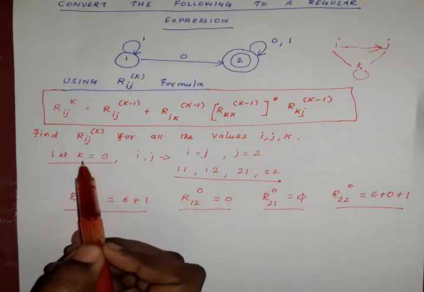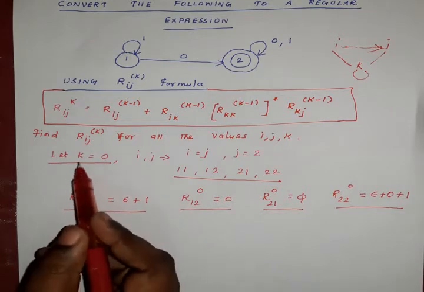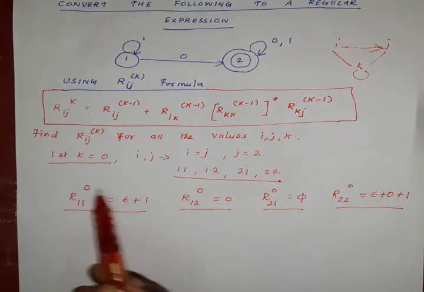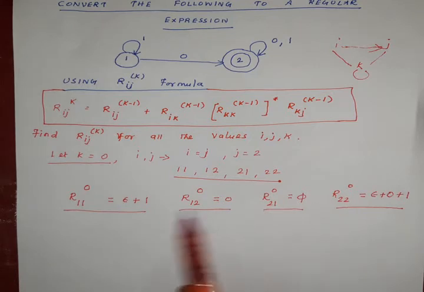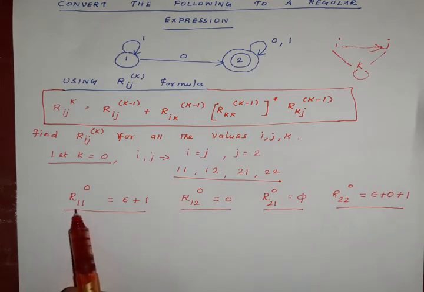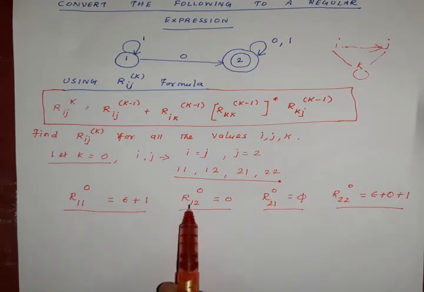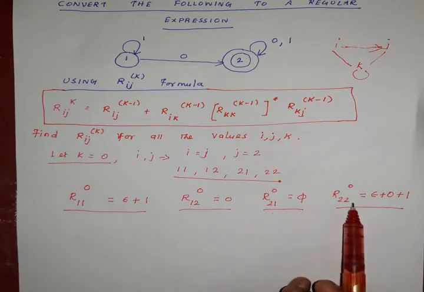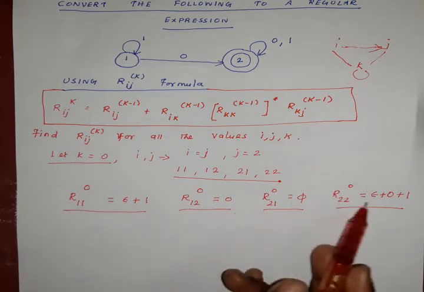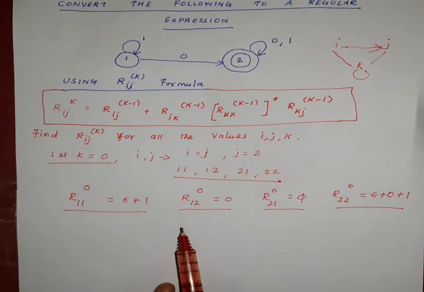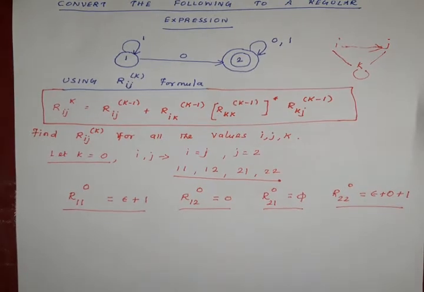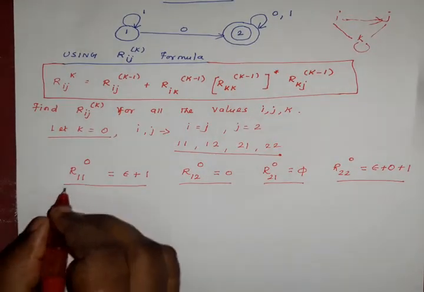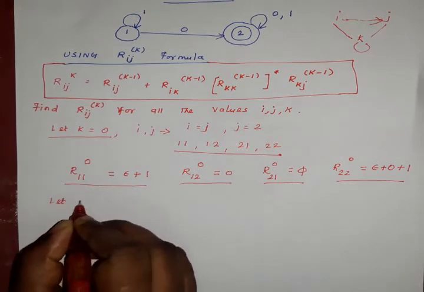So this is the regular expression value for all values of i and j, with all possible 4 combinations for the single k value. Initially k value is 0. So the power value is all 0 and the i, j values change, having 4 combinations: 1 1, 1 2, 2 1 and 2 2. So we can easily write the regular expression values from the given finite automata directly. So now let us consider k is equal to 1.